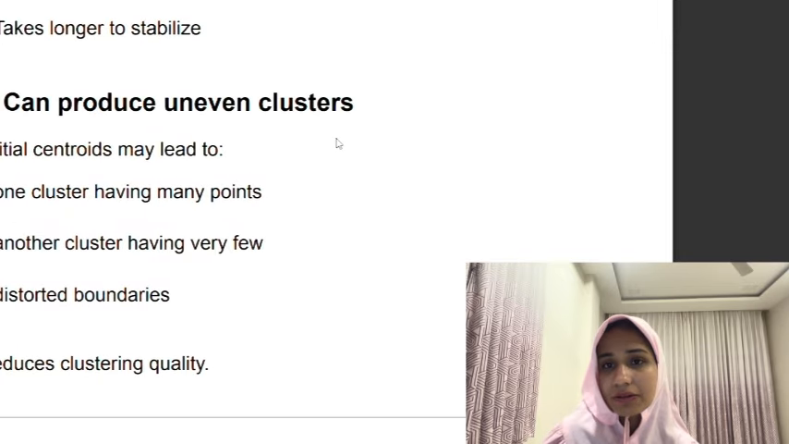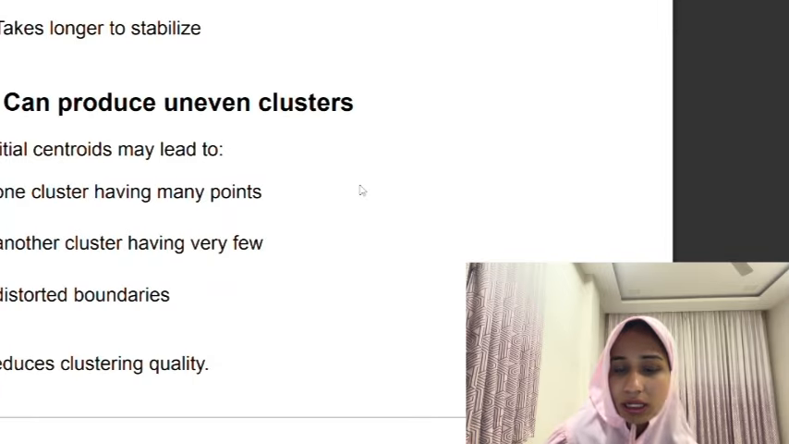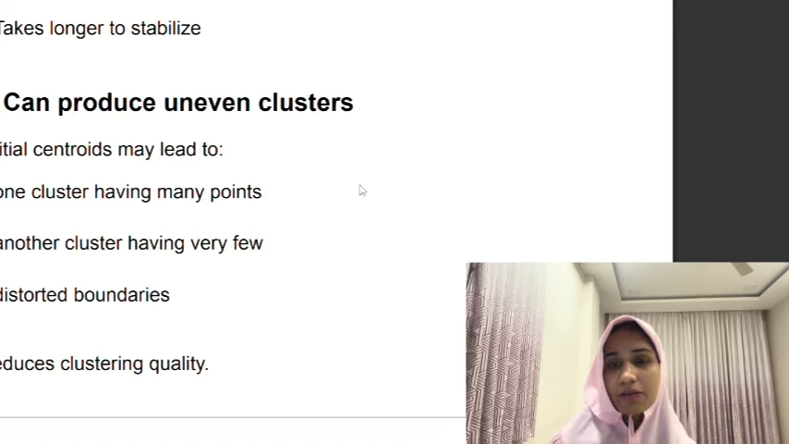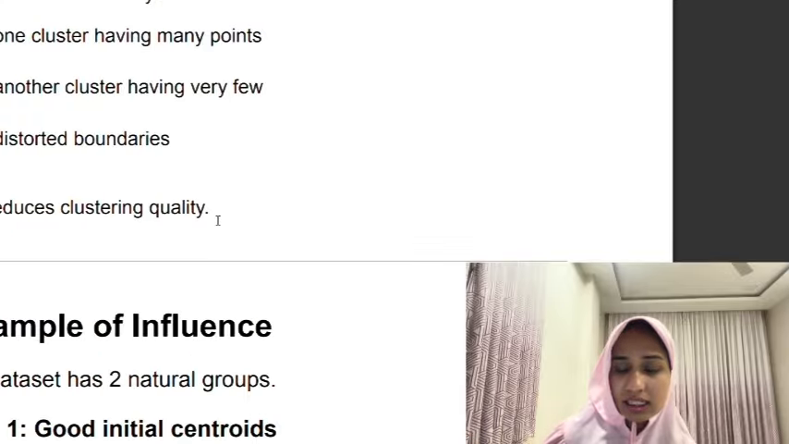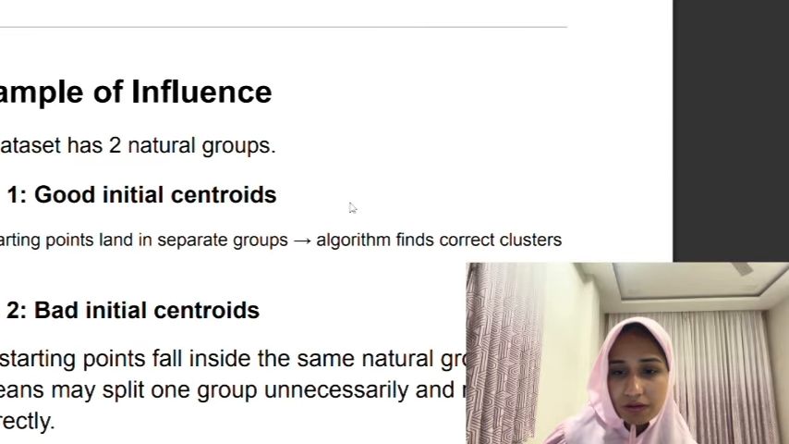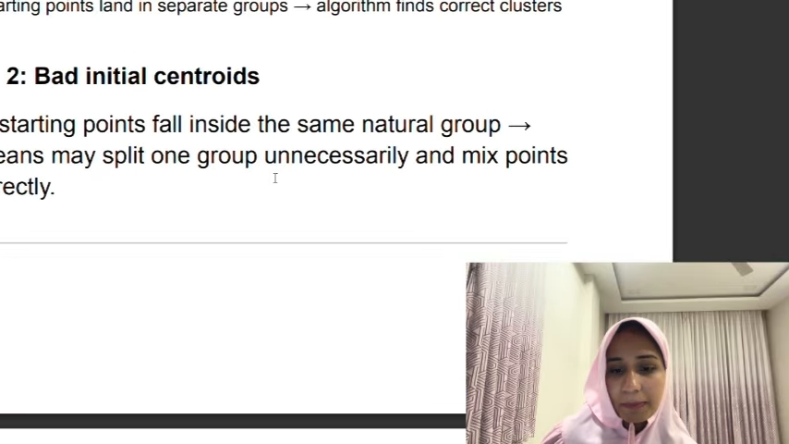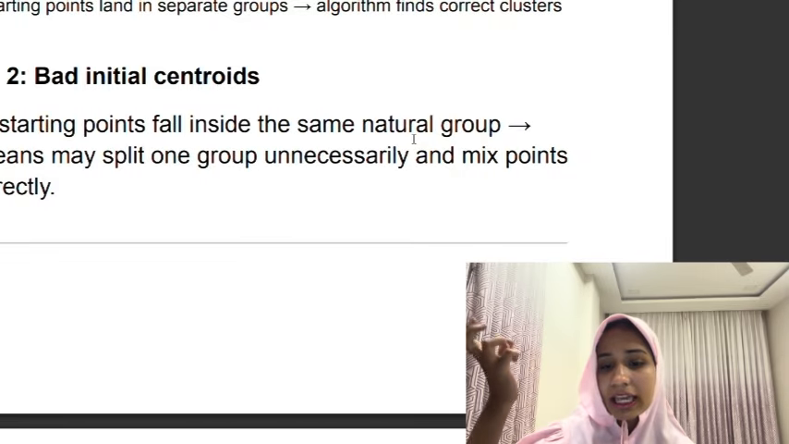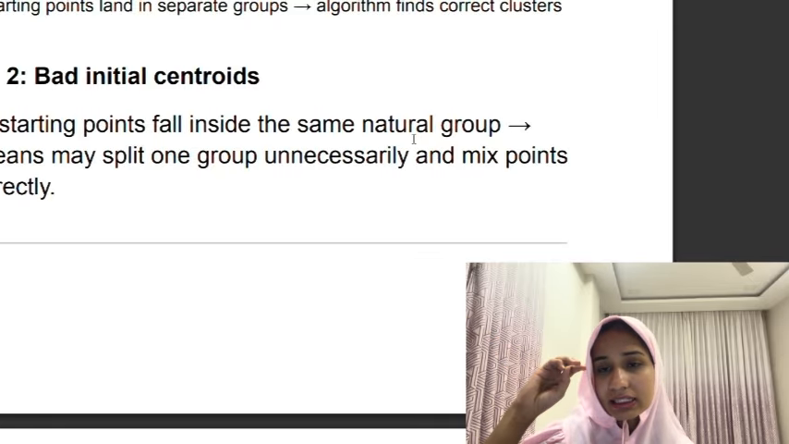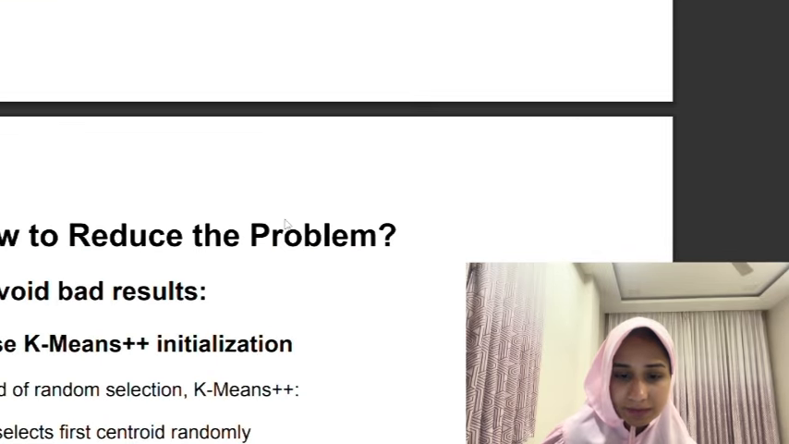Can produce uneven clusters. Bad initial centroids may lead to one cluster having many points and another cluster having very few, with distorted boundaries. So it will form uneven clusters. This reduces clustering quality. Example of influence. The dataset has two natural groups. Good initial centroids: two starting points land in separate groups, and the algorithm finds the correct clusters easily. Poor initial centroids: both starting points fall inside the same natural group, and k-means may split one group unnecessarily and mix points incorrectly.